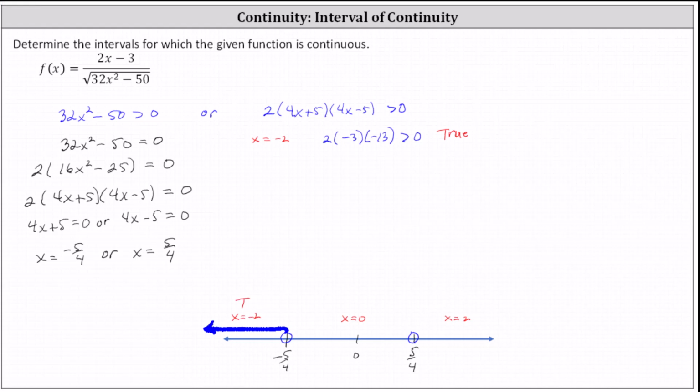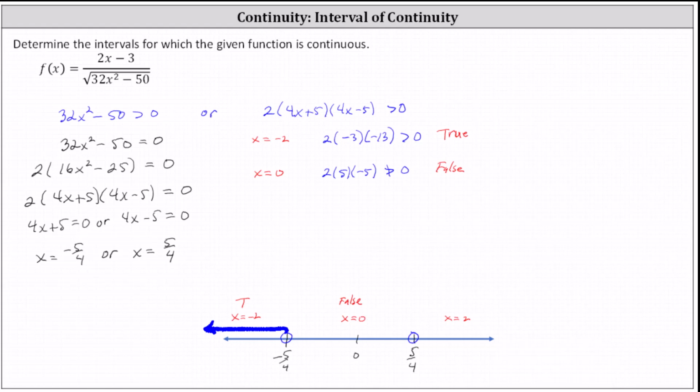And now we'll test x equals 0. When x equals 0, we have 2 times 5 times negative 5. Well, a positive times a negative is negative. A negative number is never going to be greater than 0, and therefore the test value is false, and so is the entire interval. We do not graph the interval from negative 5/4 to 5/4 because x equals 0 was false. It did not satisfy the inequality.